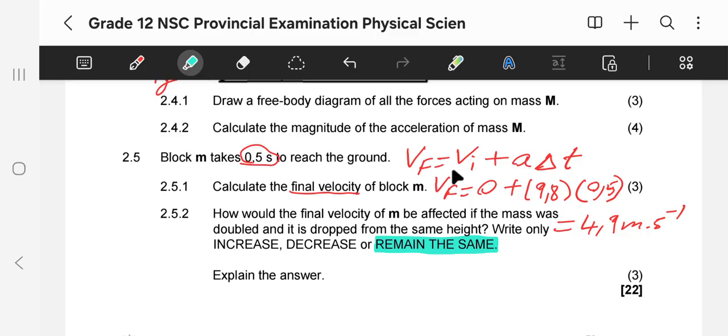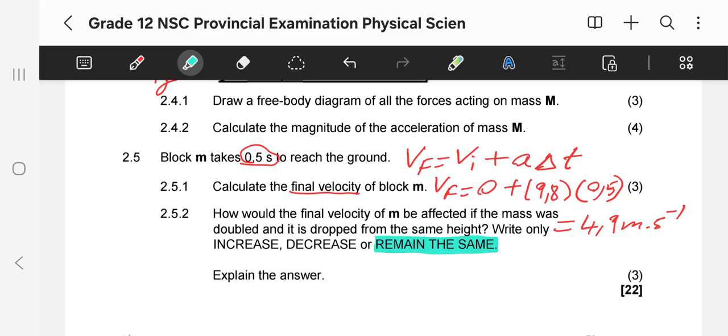There is something that can change our final velocity. What can change our final velocity is the height. You see here what they said. They said that this is being dropped from the same height. But if the height were to be changed, then we know that there are those equations of motion that have height. If we were to change height, then height would affect our final velocity.